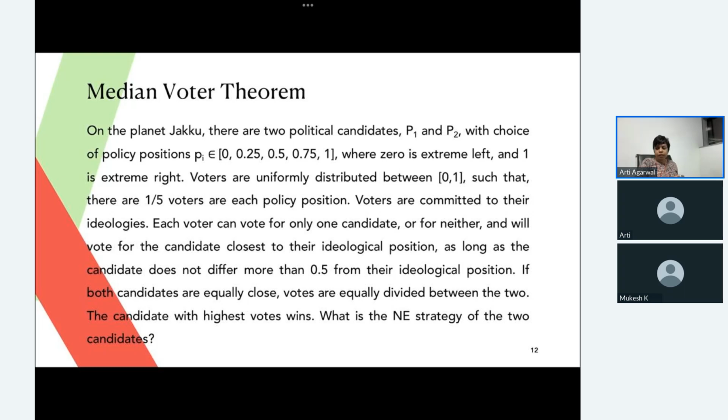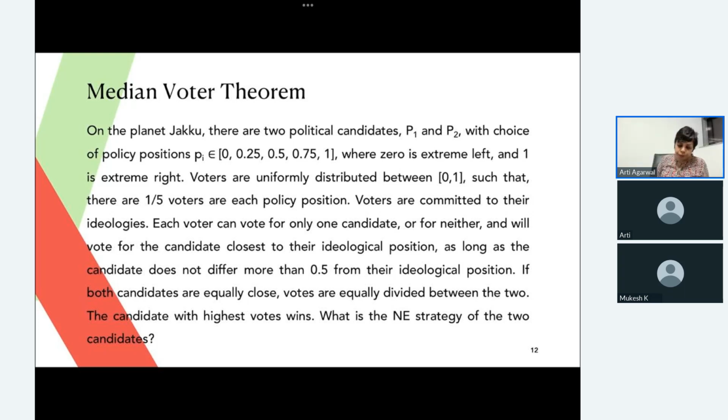In the ice cream cart question, the two players are selecting a physical position between two locations, A and B. Whereas in the median voter theorem, they are selecting their policy positions, not physical locations, but policy positions. But mathematically, they come out to be very similar.